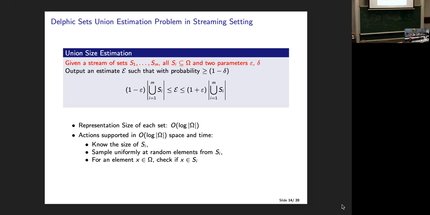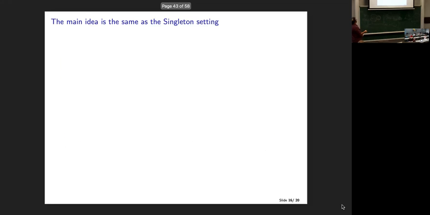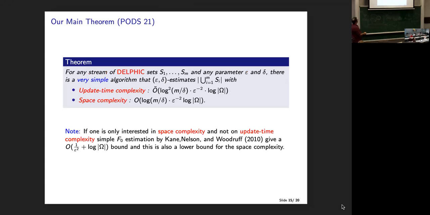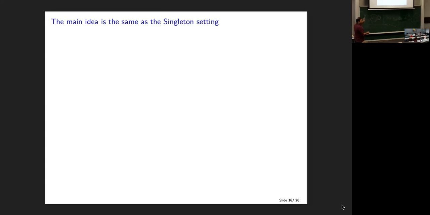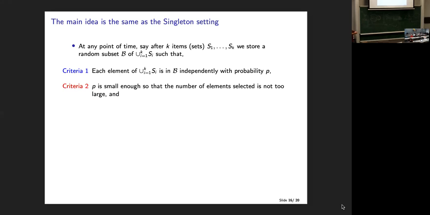Now, what about the algorithm? The main idea is the same as what I explained for the singleton case. At any point of time, what I want to do is pick every element in the union with probability P. Every element has to be picked with probability P, and the P should not be too small or too large.